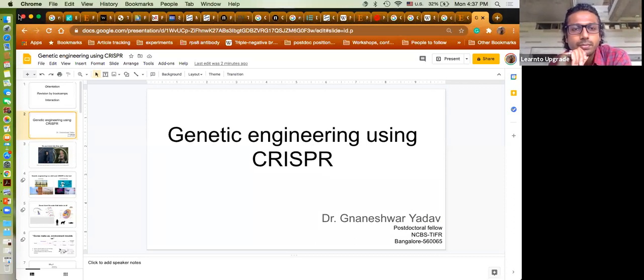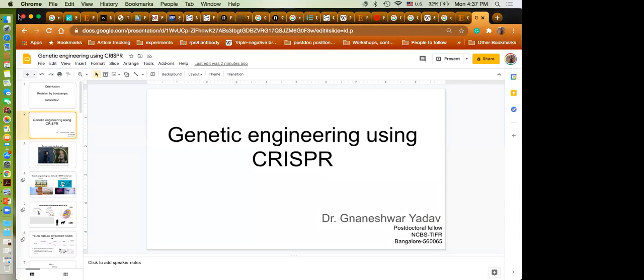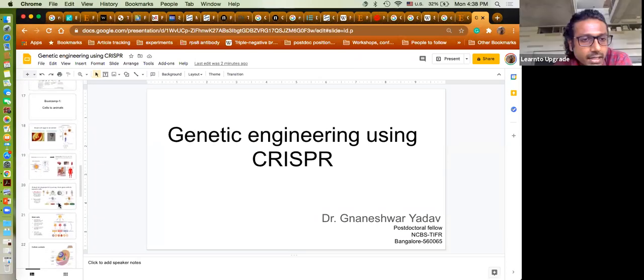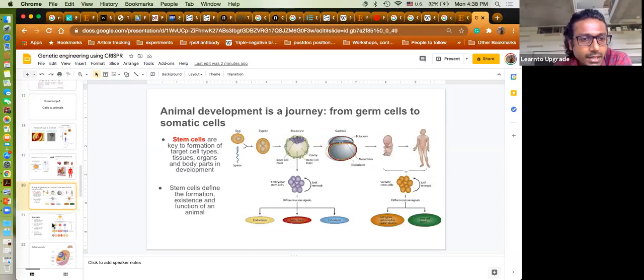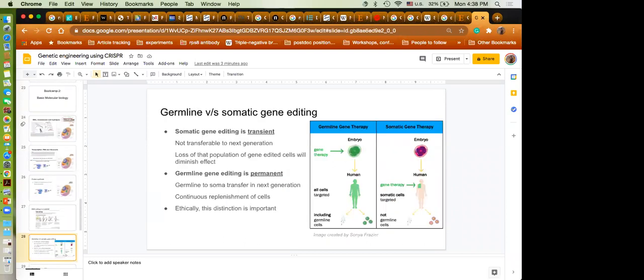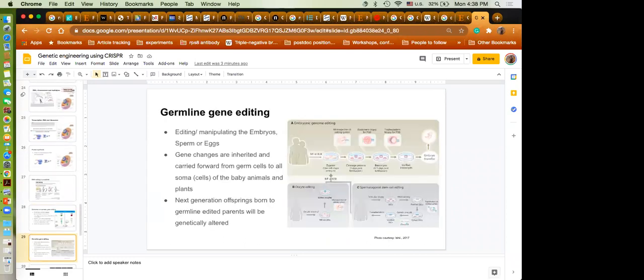Sir, in one of your slides for germ cell editing, in the diagram, there was mentioned PGB. So what is that? Like after microinjection step, there was biopsy for PGB. Yes, in this diagram.